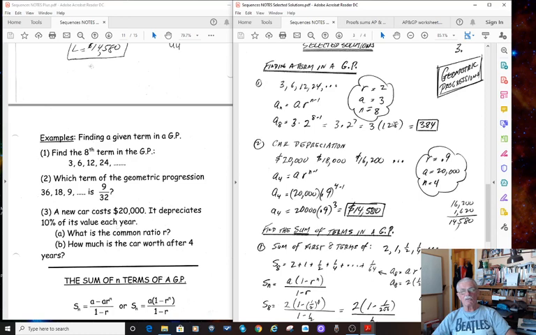2 to the 7th is 128. 3 times 128 is 384. Okay. So that's how the process works.